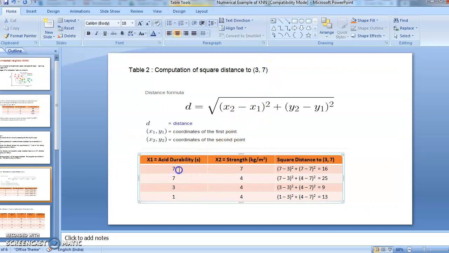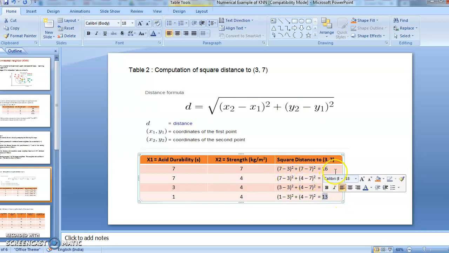So find the distances of the given data points. For 7, 7: how will you calculate? (7 minus 3) whole square plus (7 minus 7) whole square, which is 16. Similarly, the second data point, 7 and 4: (7 minus 3) whole square plus (4 minus 7) whole square, that distance is 25. Then 3 minus 3 is 0, and 4 minus 3 is 1, square is 1, and 1 minus 3 whole square plus 4 minus 7 whole square, that distance is 13.